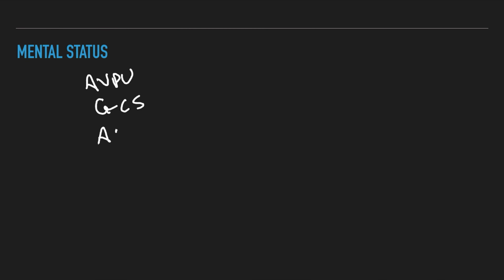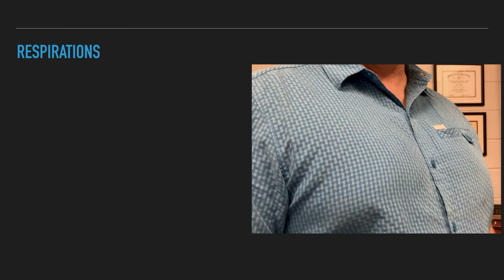Another one that we use is A and O times 4. So are they alert and oriented to person, place, time, and event? And that's another one that we use. It's pretty quick and easy to see if they're mentally alert or not.